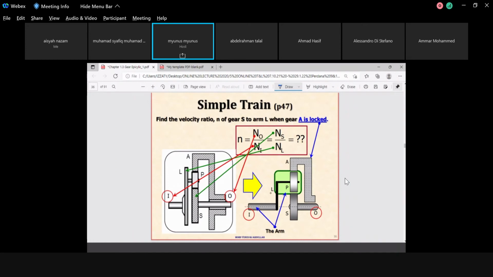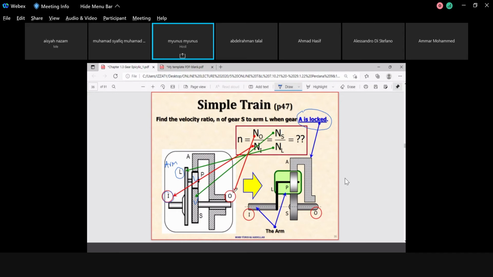The problem now, the progression tells us that A is locked. So you know that A is locked. When you lock A, this one is rotating. Even though A has been locked, because this one is connected to the inner gear, it's going to be rotating. But this planet is carried by I. So this one you have L. Remember, what is the arm? Arm is any link, any gear connected to carry the planet. So we call it an arm. This one L is representing the arm.